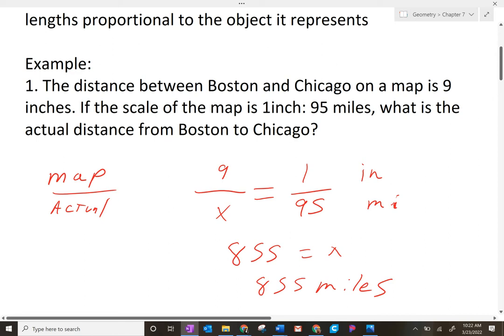Just make sure you set it up with the same labels. Like this one, I was going to do the map over the actual. When they give you a scale factor in a map, it is pretty much always going to be the map scale over the actual distance.